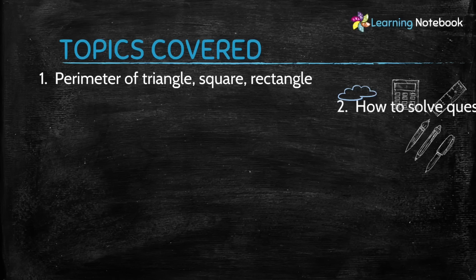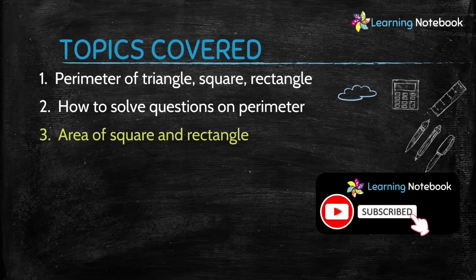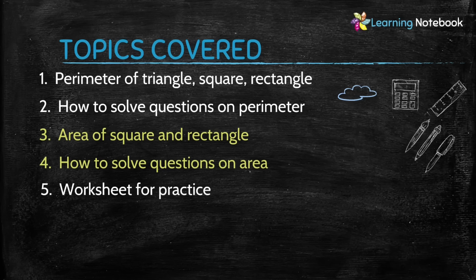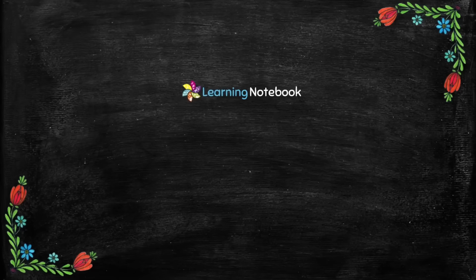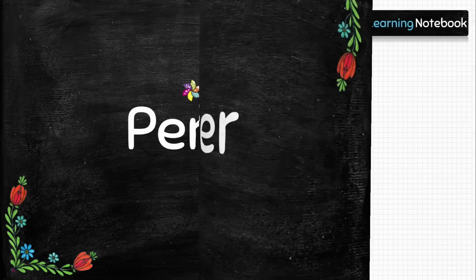So let's see what all topics we are going to cover today in this video. First, we will understand perimeter of triangle, square and rectangle. Then we will learn how to solve questions on perimeter. Next, we will understand area of square and rectangle. And then we will do some questions on area. In the end, I will give you a worksheet for your practice. So let's start and first understand what is perimeter.